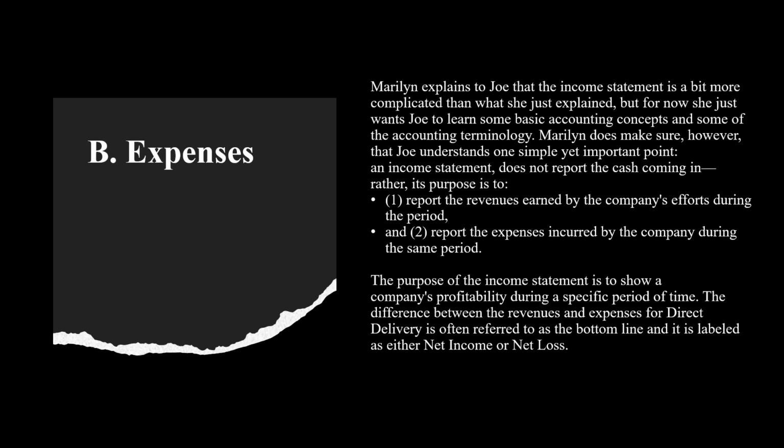Marilyn explains to Joe that the income statement is a bit more complicated than what she just explained, but for now, she just wants Joe to learn some basic accounting concepts and some of the accounting terminology. Marilyn does make sure, however, that Joe understands one simple yet important point: an income statement does not report the cash coming in. Rather, its purpose is to 1. Report the revenues earned by the company's efforts during the period, and 2. Report the expenses incurred by the company during the same period.